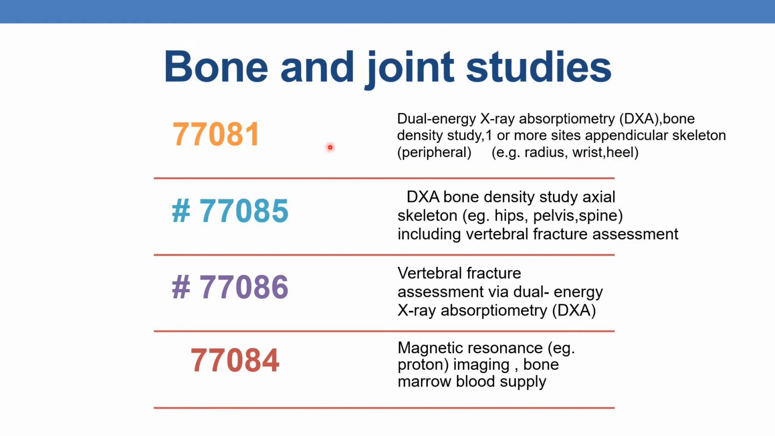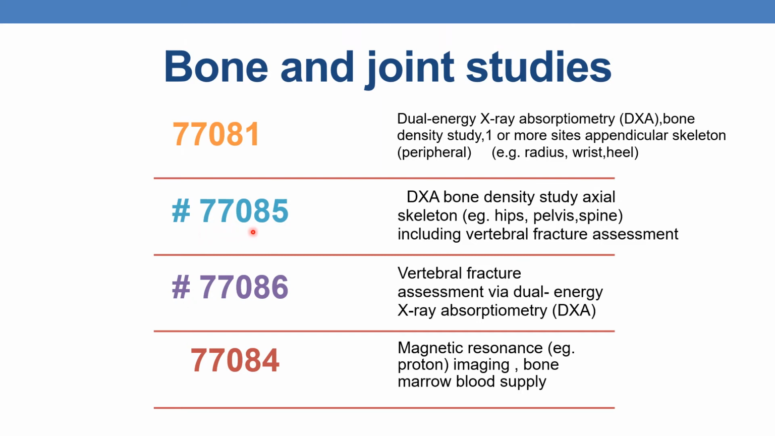The next code is 77085. Here you can find a number sign. This indicates that this code is out of numerical sequence. That is, after 81 you would expect 82, but suddenly you got 85. That is indicated by this number sign symbol.